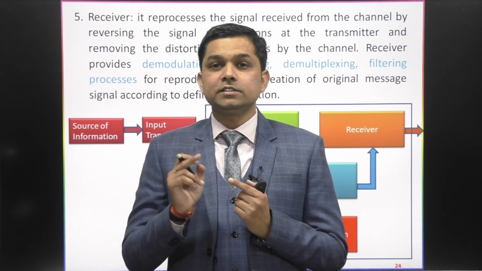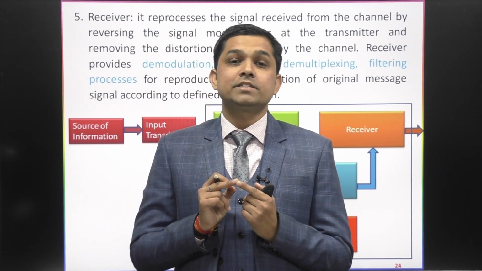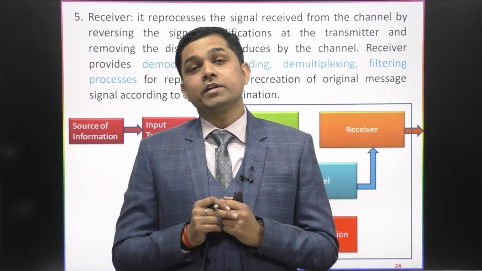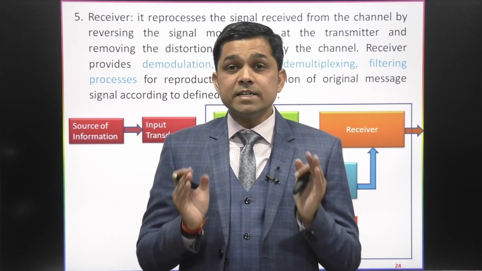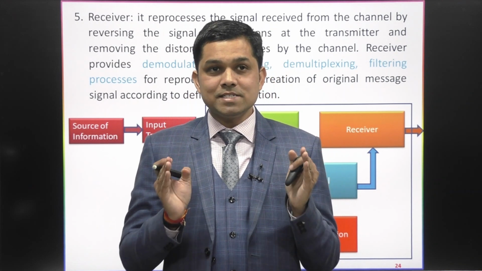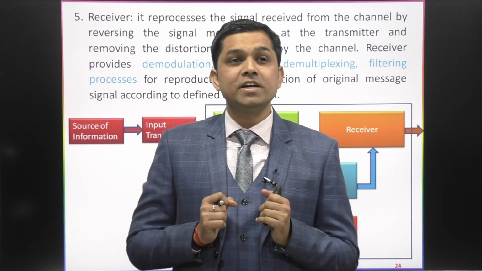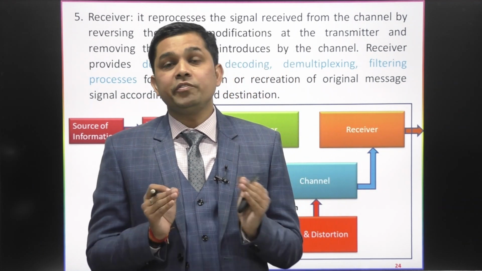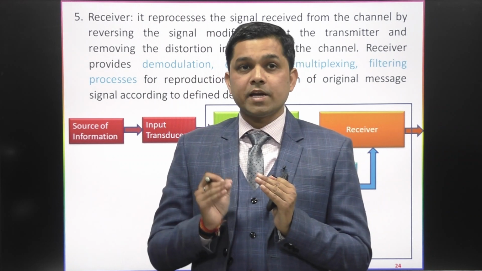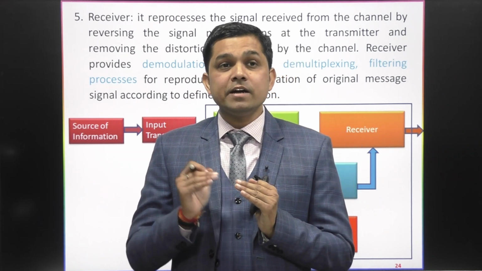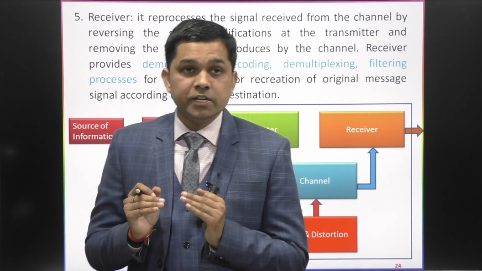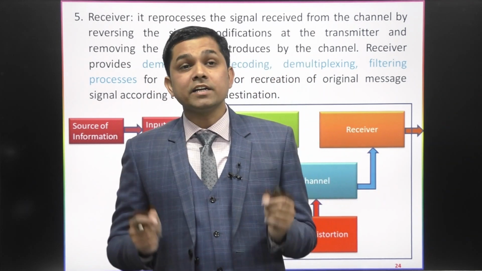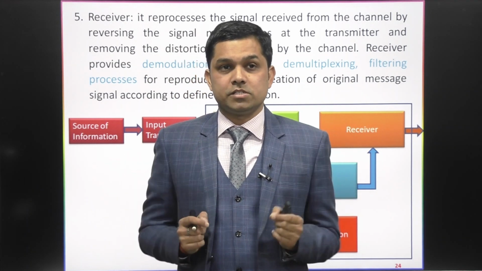The communication channel is affected by noise and distortions. Now we start with the receiver. It reprocesses the signal received from the channel by reversing the signal modifications at the transmitter and removing the distortion introduced by the communication channel. The receiver will recover our original message.